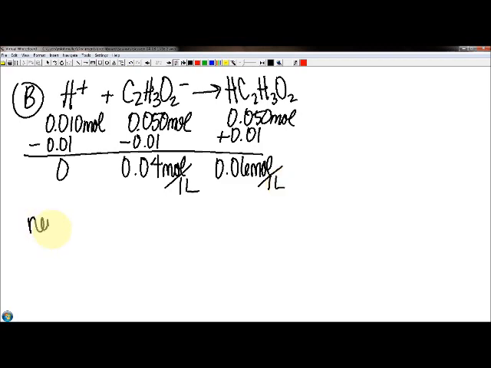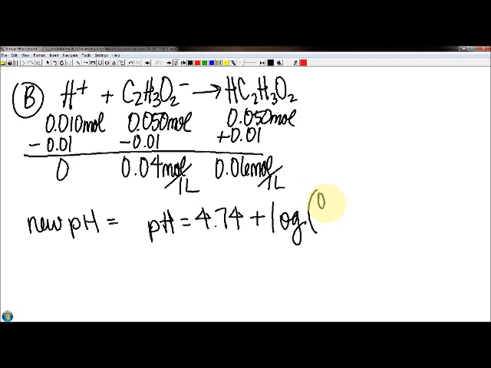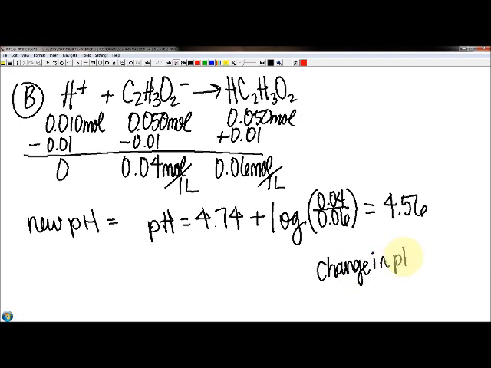So for our new pH, for part B, or solution B, we're going to use the same equation: the pKa is still the same, the initial pH, plus the log of our ratio. And so we're going to have our acetate, our 0.04, over our acid, 0.06. And so when you solve for this new pH, the pH is 4.56. So the change in our pH this time is a difference of 0.18 from the initial.